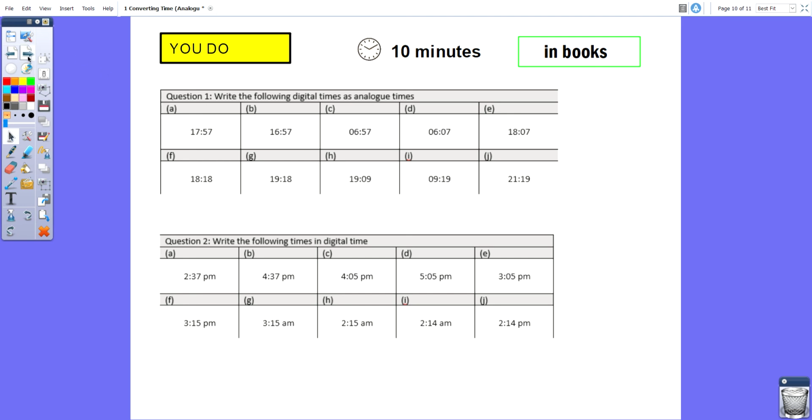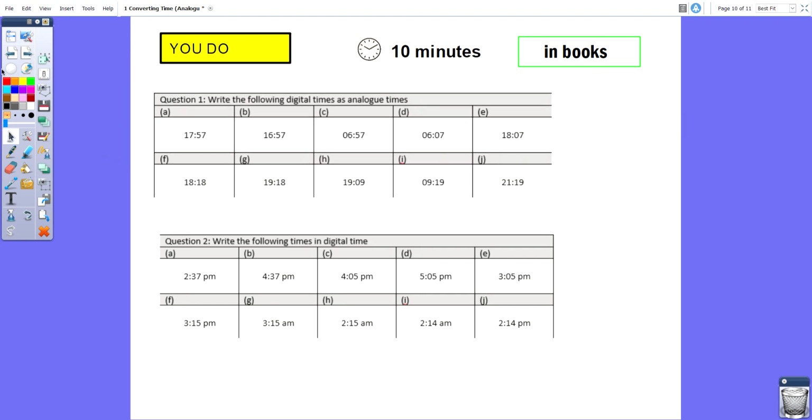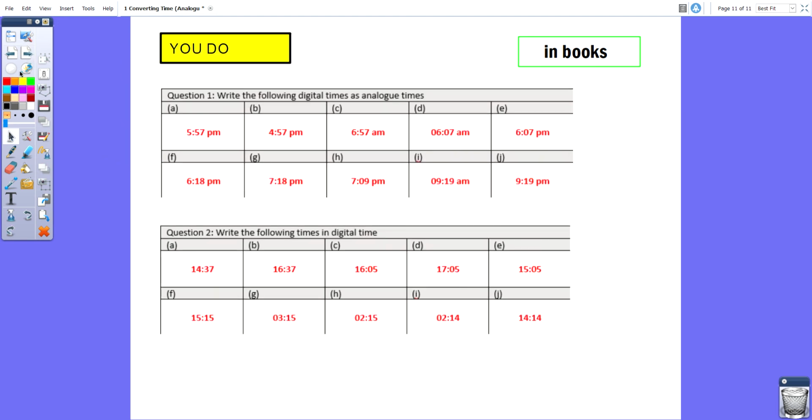Okay, hopefully you've had a go at this. So get your red pen ready to mark these now. These are all the answers. Tick them if they're right, change them if they're wrong. Remember, you do need to write these down with red pen so I can check your work afterwards.